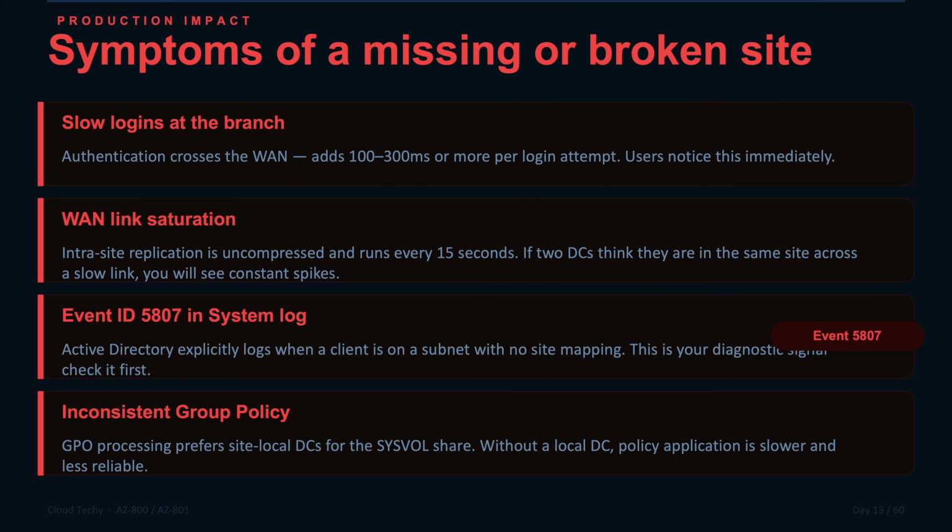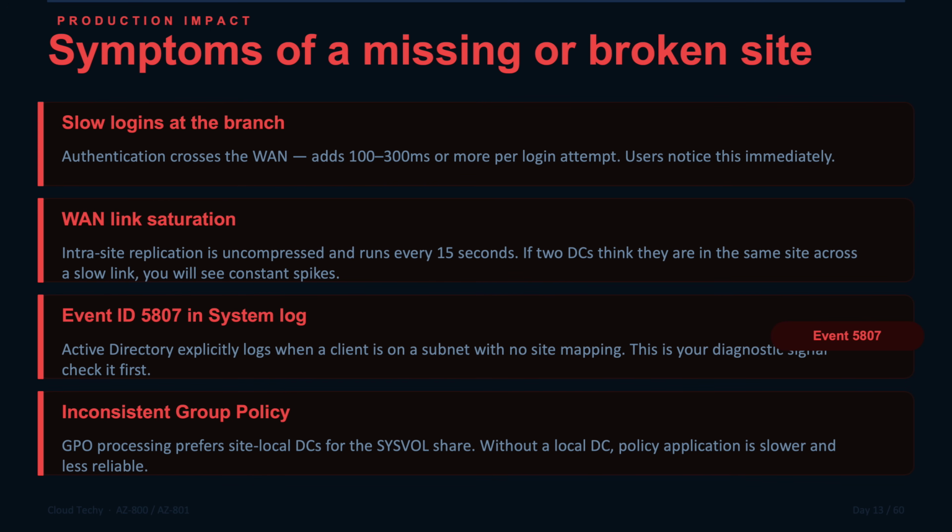WAN saturation is a second symptom. If two DCs in different physical locations are treated as being in the same site, replication between them is uncompressed and runs every 15 seconds. There's a lot of traffic on a slow link.